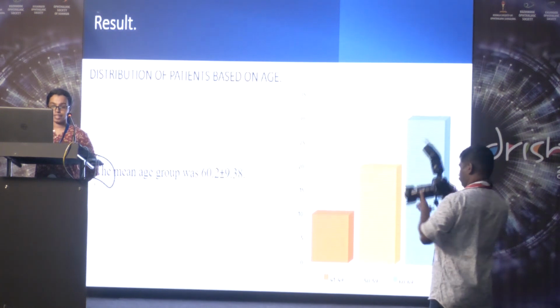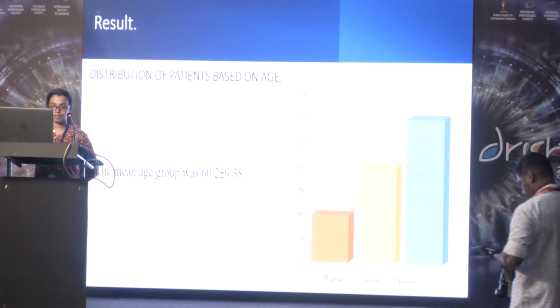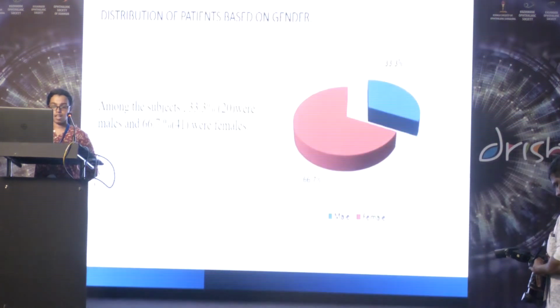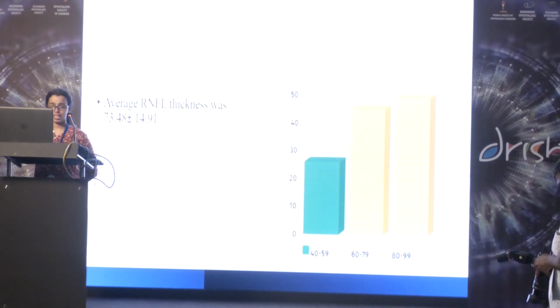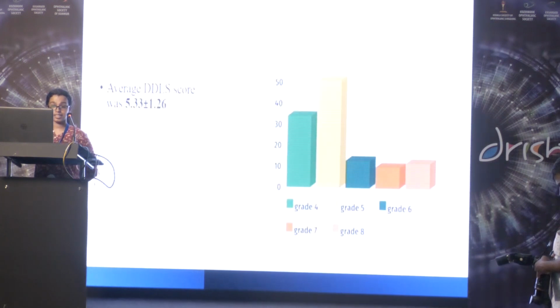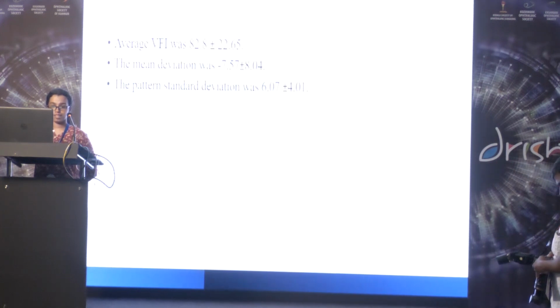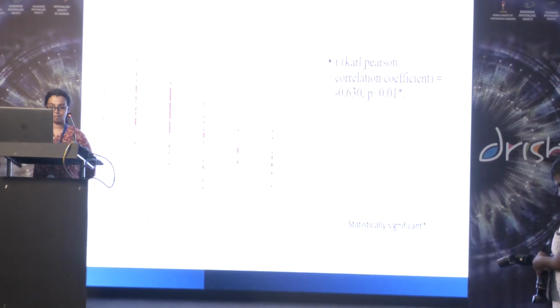Results: the mean age was 60.2 with a standard deviation of 9.38. Among the subjects, 33% were males and 6.7% were females. Average RNFL thickness was 73.48 with a standard deviation of 14.91. Average DDLS score was 5.33 with a standard deviation of 1.26. Average visual field index was 82.8 with a standard deviation.